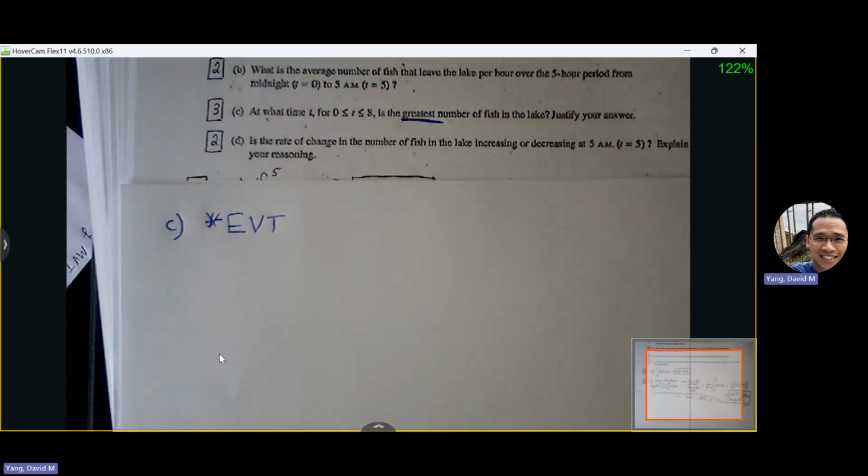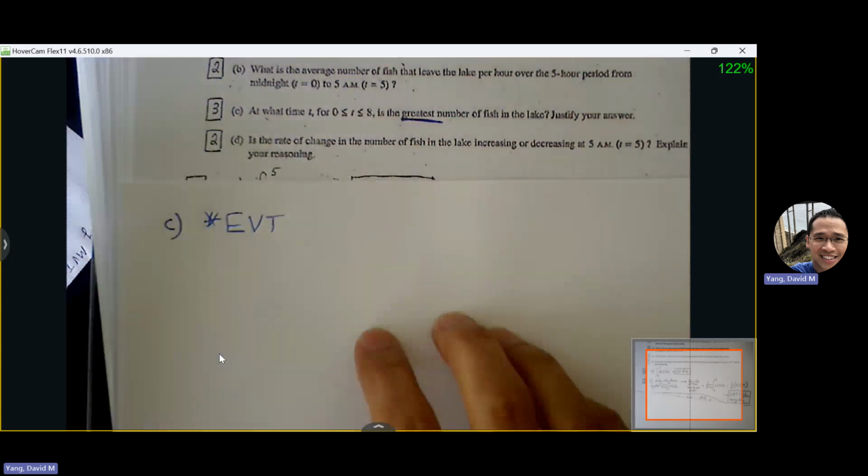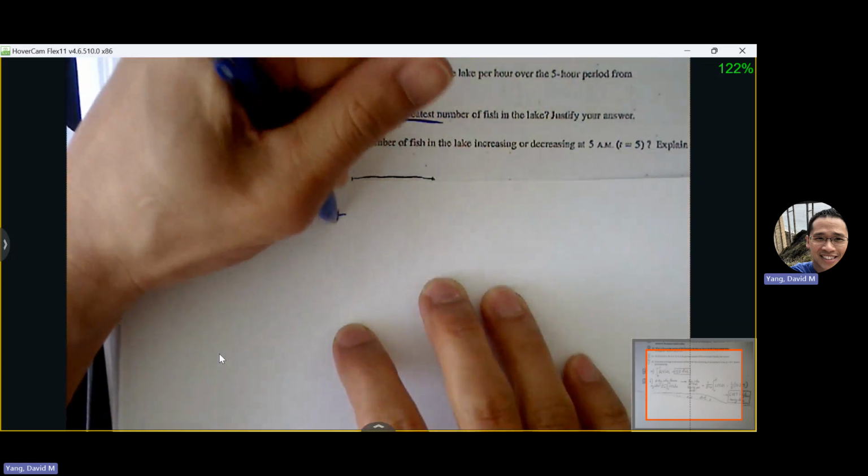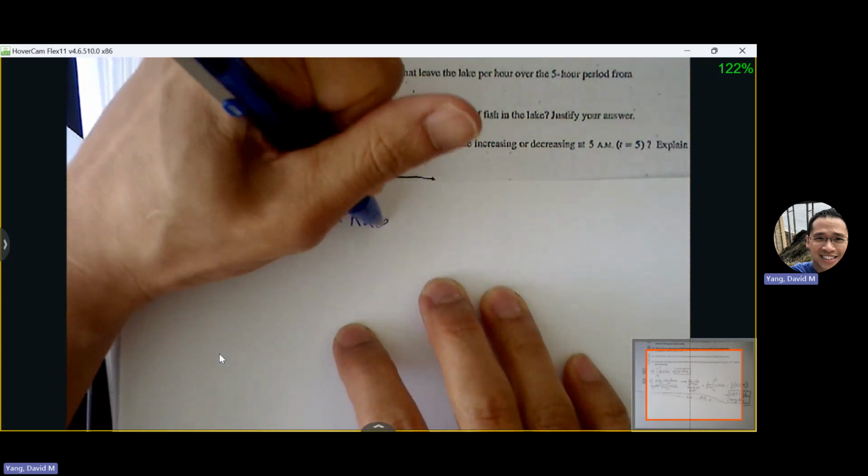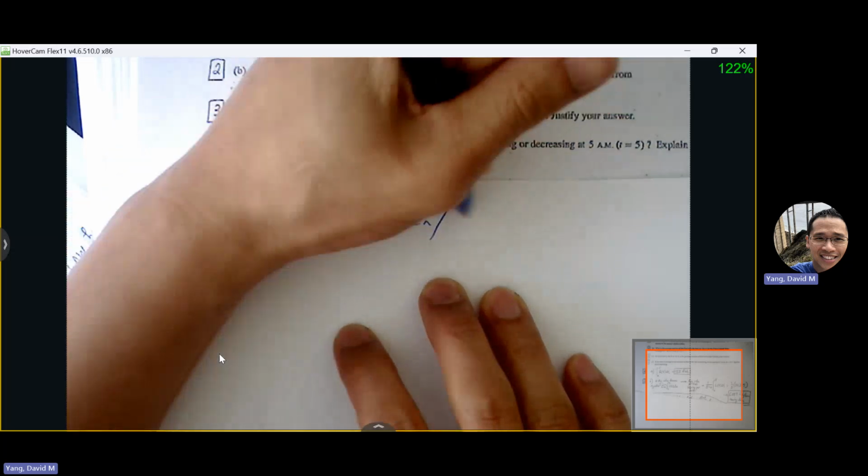But before we can find out the greatest number of fish, we first have to figure out what formula we're going to use to actually find the number of fish at just any moment in time. Because this is a rate in, rate out problem, we have this rate in, rate out formula that we want to be able to know how to use.